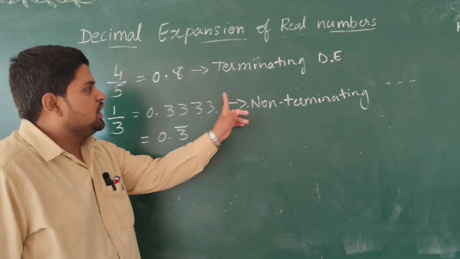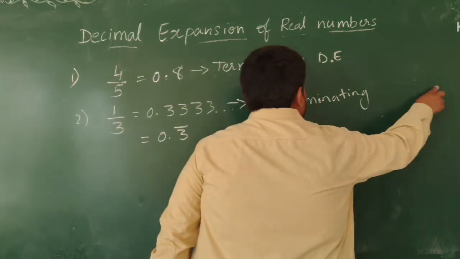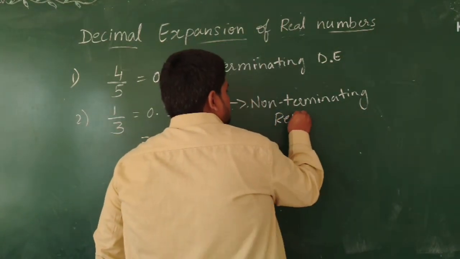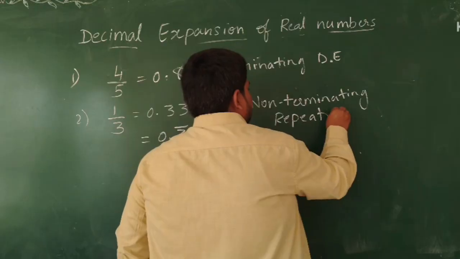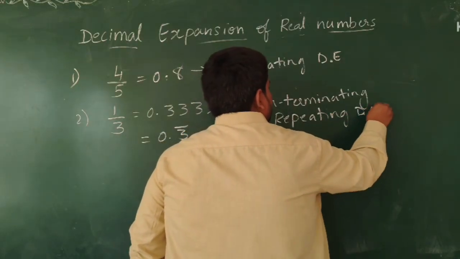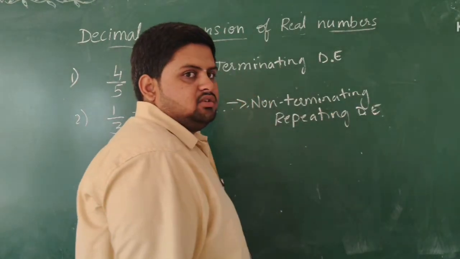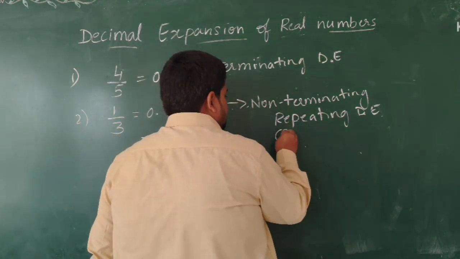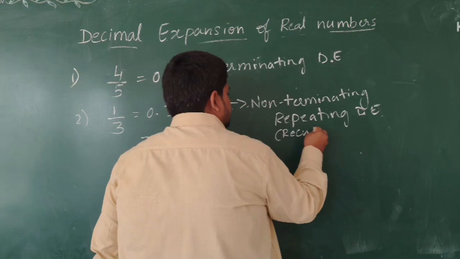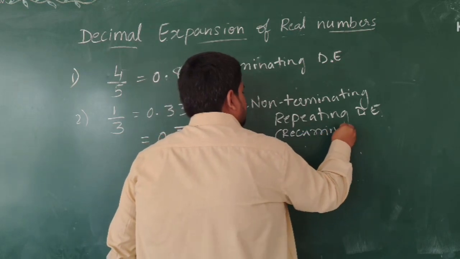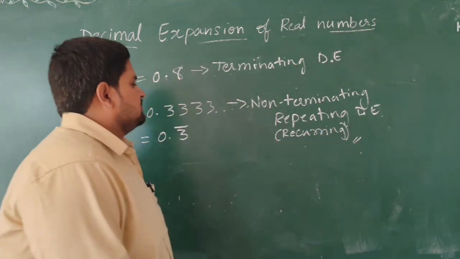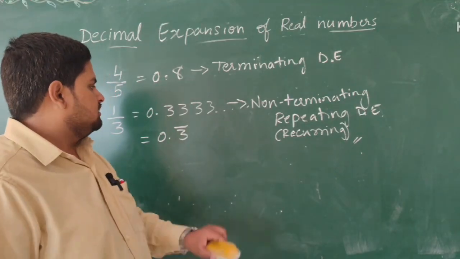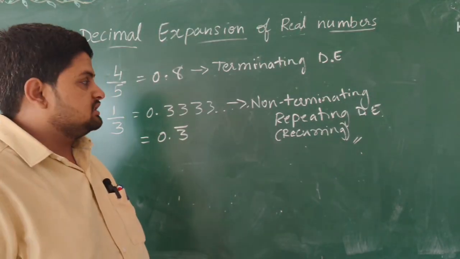So we call this a non-terminating repeating decimal expansion. It is also called non-terminating recurring. Non-terminating repeating or non-terminating recurring decimal expansion, both are correct. There are two usages: non-terminating repeating and non-terminating recurring decimal expansion.